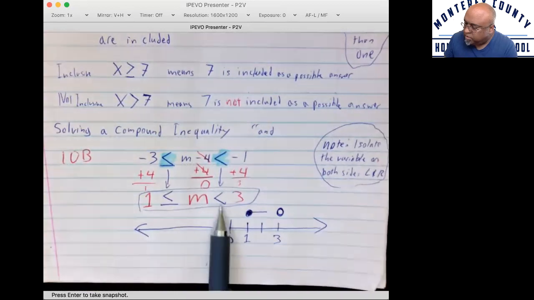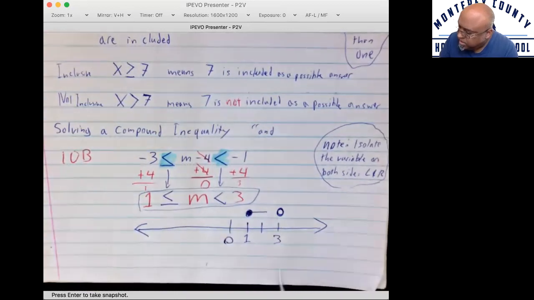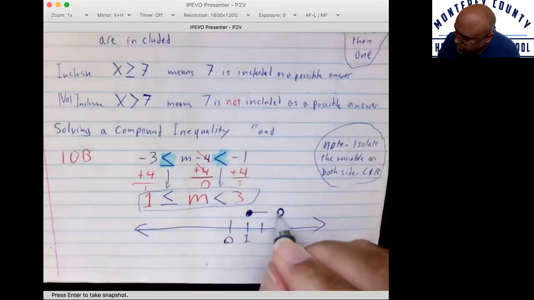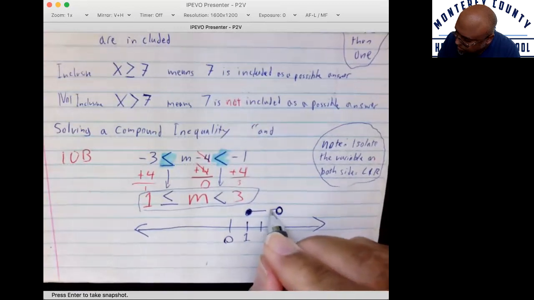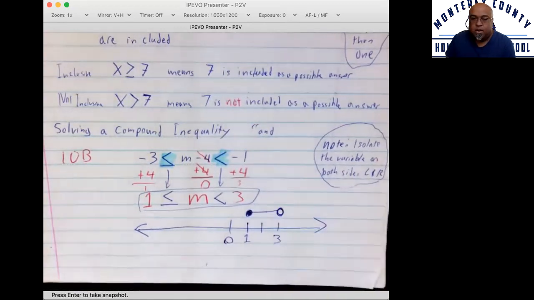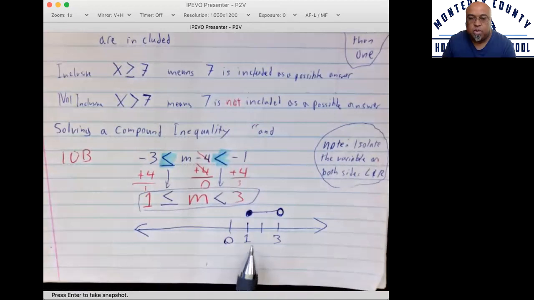Now since it's an open inequality, I'm going to have an open dot. And then if it's less than, then my line's going to go down. So I now have my range. So the value of m could be between 1 and 3.